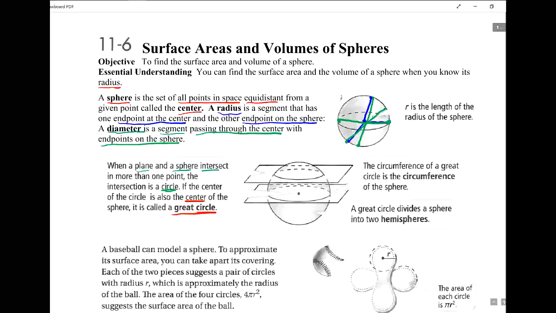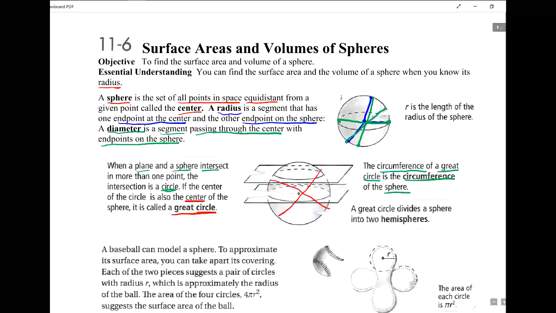Now there are multiple great circles. You can think of these like the longitude on a globe, the ones that go up and down. As long as it goes through the center, it can cut through sideways like this, it can cut through sideways like this, front to back, anywhere. As long as it cuts through the center, it's going to be a great circle. Now, the circumference of a great circle is the circumference of the sphere, right? Goes around the middle. This is, like I said, the equator, or any longitude line.